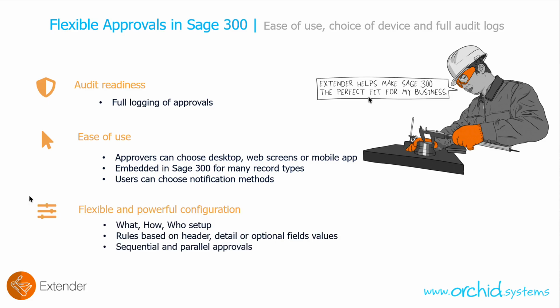Flexible and powerful configuration. If you haven't looked at Extender Workflow features for a while, we encourage you to try the new workflow rules. You just have to configure what, how, and who. You can configure your rules based on the header, any detail, or optional field values. You can have sequential or parallel approvers by using groups. Much easier to configure and maintain than working directly with the workflow templates, which may be what you experienced before.